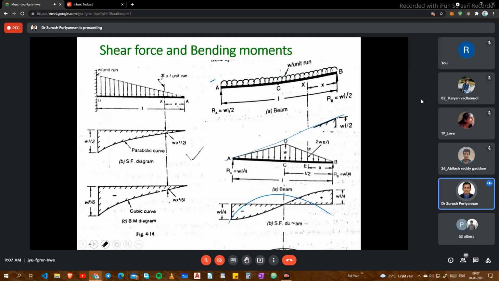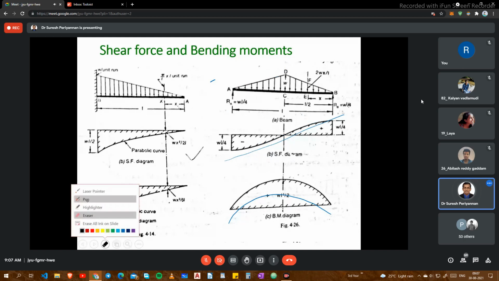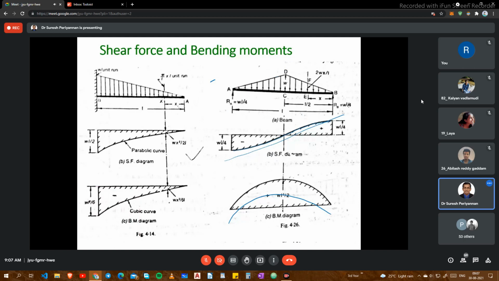I come to the next. This is the uniformly varying load. In this uniformly varying load, the shear force is varying with parabolic behavior, but the bending moment is varying with cubic behavior. Now this is the shear force, deflection, and bending moments for different cases of loading conditions on a supported beam.